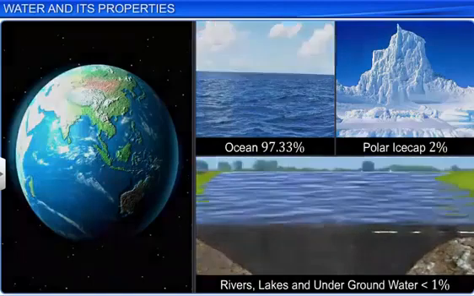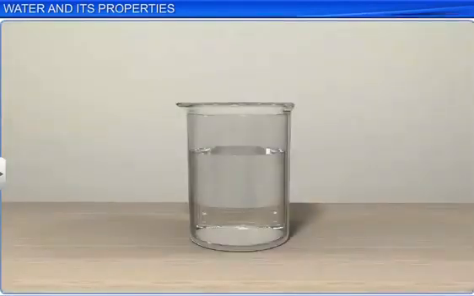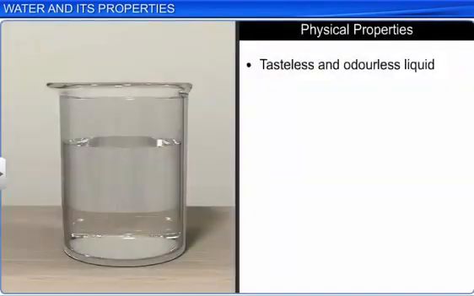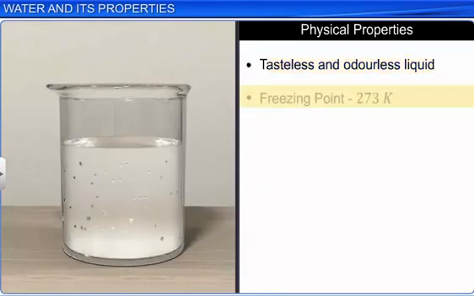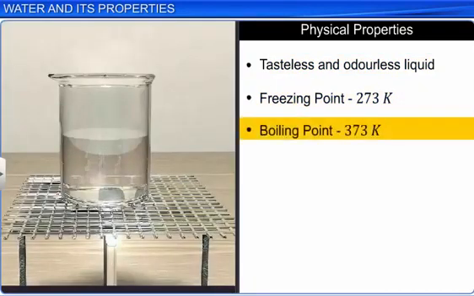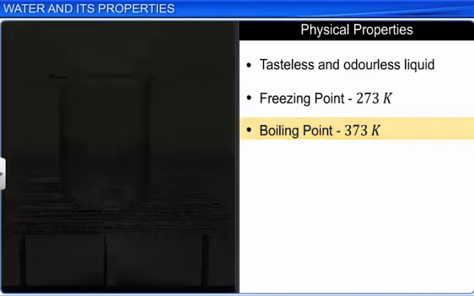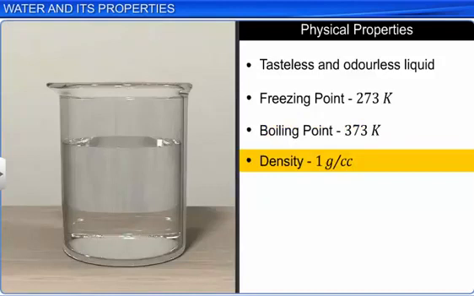Let us now look at some physical properties of water. Water is a tasteless and odorless liquid at standard temperature and pressure. It freezes into ice at 273 Kelvin. Its boiling point is 373 Kelvin and it has a density of 1 gram per cubic centimeter at 298 Kelvin.